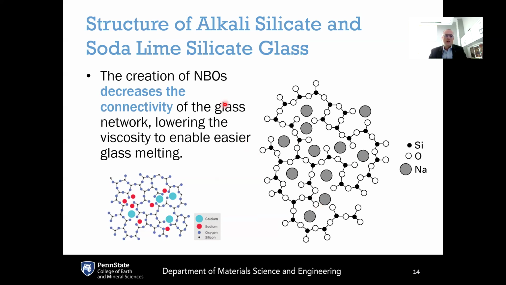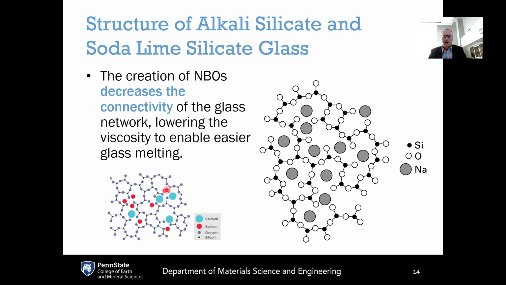So this creation of non-bridging oxygens is made by introducing these network modifiers, sodium oxide and calcium oxide, into the glass network. This decreases the connectivity of the glass network, which means that the local parts of the structure can flow more easily. That lowers the viscosity of the system to enable easier glass melting, but we do pay that price with a higher thermal expansion coefficient.